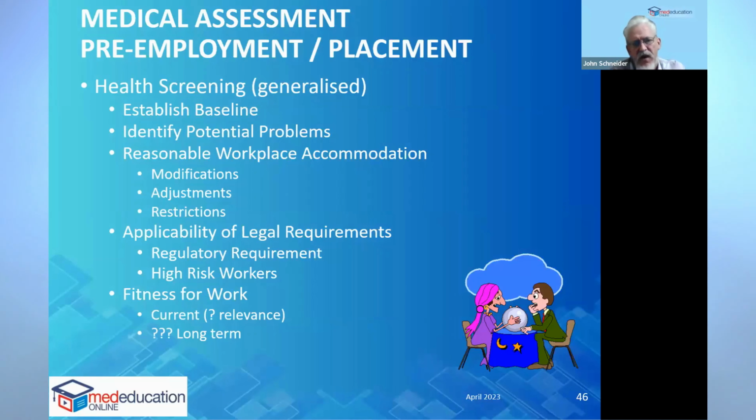If someone already has a pre-existing disability, or pre-existing impairment rather, is their disability going to be a problem? Is there reasonable workplace accommodation that can be made, modifying the work situation, adjusting the tasks that the worker has to do, or restricting certain situations that they may be involved with that may increase their risk of problems? So reasonable workplace accommodation may be something you're asked to assess.